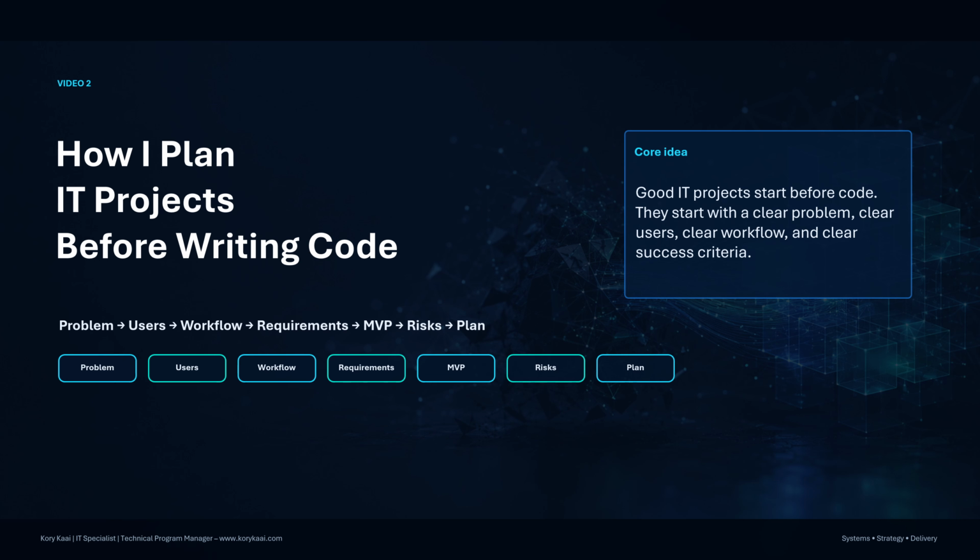My name is Corey Kai. I'm an IT specialist, U.S. Army veteran, business owner, and technical program manager. In this video, I'm going to walk through how I plan an IT project before writing code. This is the process I use to take an idea, turn it into a clear plan, and make sure the project is ready to build.